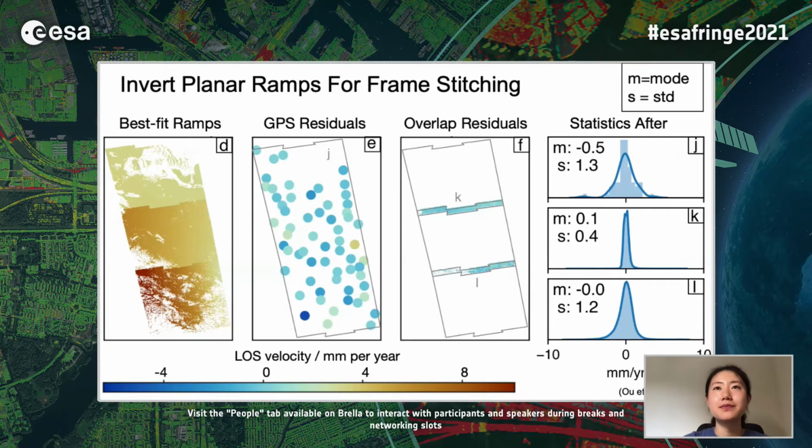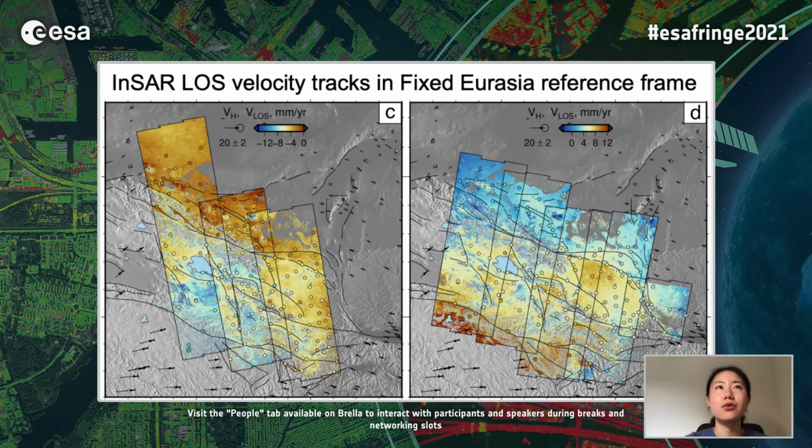As a result, we derive long stitched tracks, now all in the fixed Eurasia reference frame provided by the 3D GPS. The frame overlap boundaries have disappeared. Now we are only left with the track boundaries, which are expected because of the change of incidence angle across track.